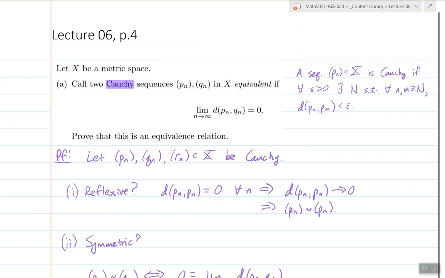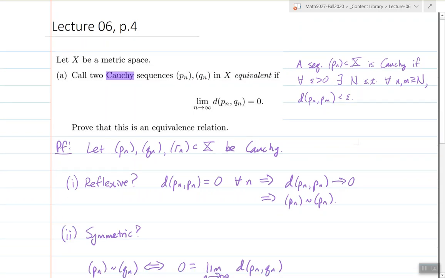So if X is a metric space, imagine that you considered any two Cauchy sequences in that metric space. The definition of Cauchy looks very much like convergence, except you don't concern yourself with a limit, because there are spaces where Cauchy sequences don't converge. You can always show that a convergent sequence is Cauchy, but a Cauchy sequence doesn't necessarily converge. You have to be in a complete space for Cauchy and convergence to be equivalent concepts.